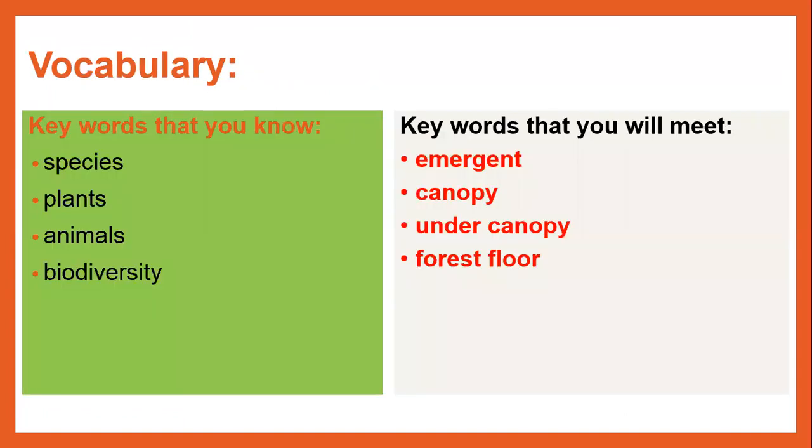So our vocabulary, words that you already know: species, plants, animals, biodiversity. And keywords that you're going to meet in this lesson are emergent, canopy, understory, and the forest floor. And if you recall, we also looked at the different layers of the rainforest in autumn 2.